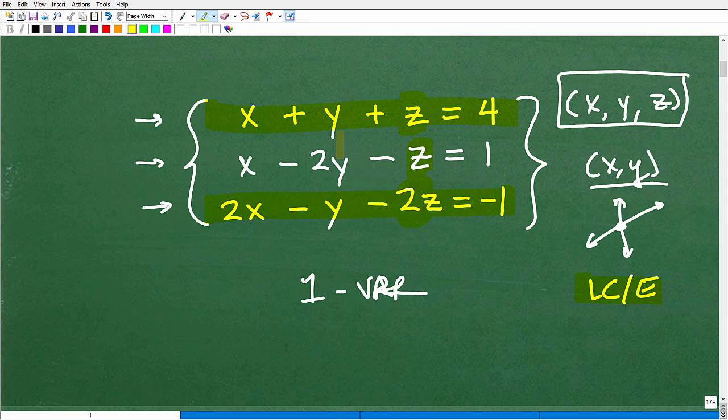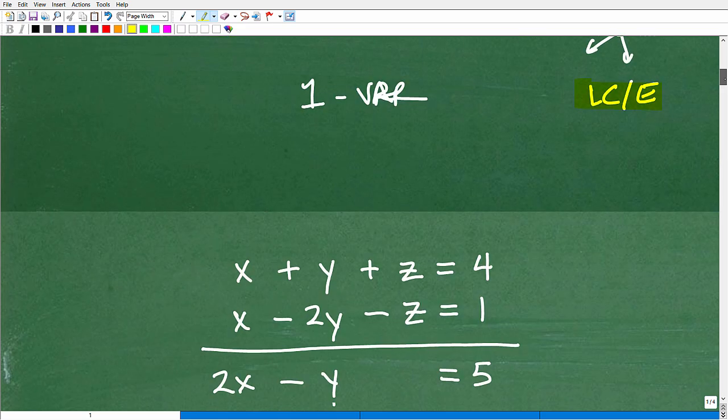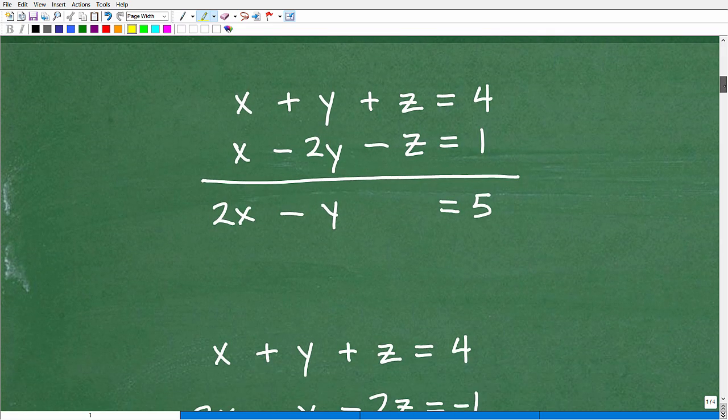So it doesn't have to be z. You can eliminate y, you can eliminate x, whatever comes to mind is the easiest variable to eliminate, but it has to be the same variable. And with that being said, let's go ahead and get into this now that you know what to do, and let me see if I can explain this in about 10 minutes.